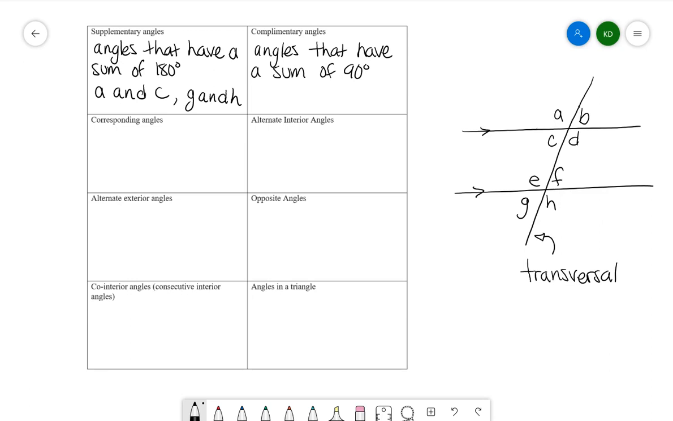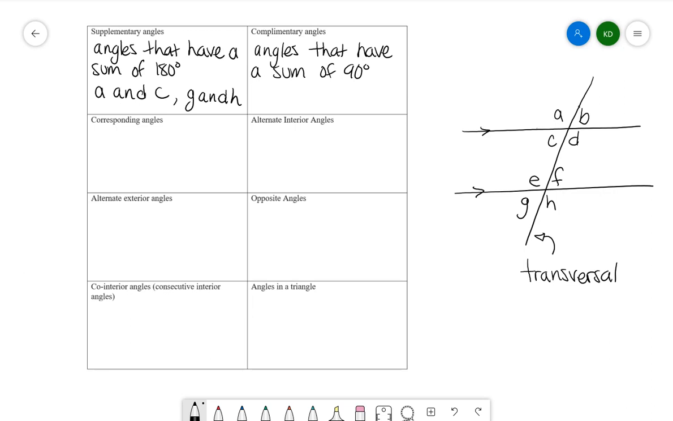The next 5 definitions that I'm talking about are very specific to when we are talking about a transversal cutting across a set of parallel lines. Using these 5 angles, we can actually use them to identify if two lines are parallel. Let's start with just looking at what are corresponding angles. I'm just going to talk about them and then put examples in each of these boxes.